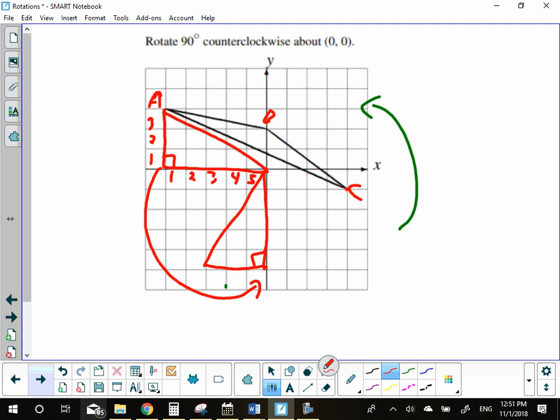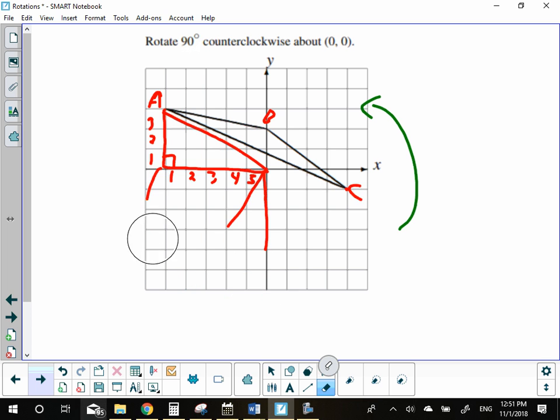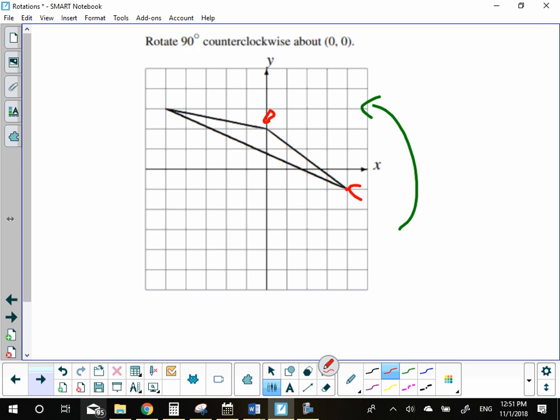And see how I still have my triangle like that? I just rotated 90 degrees. This is another way to think about doing it. So if you want to draw a triangle, you can do that and then just count it out. But basically think of it as we're going 1, 2, 3 up, so we need to go 3 over, 1, 2, 3, and then we went 1, 2, 3, 4, 5 over, so we need to go 1, 2, 3, 4, 5 down here for A prime.